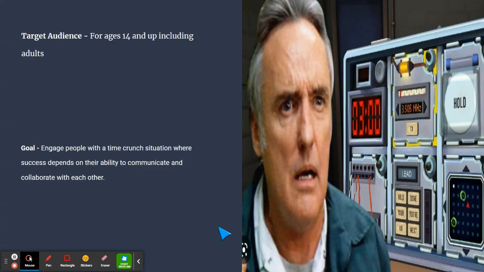But the goal is just to engage people with a time crunch situation where success depends on their ability to communicate, collaborate with each other. So keep their emotions in check. Don't blame each other if there's a strike, and be able to use words to describe what they are seeing and then describe the instructions back.